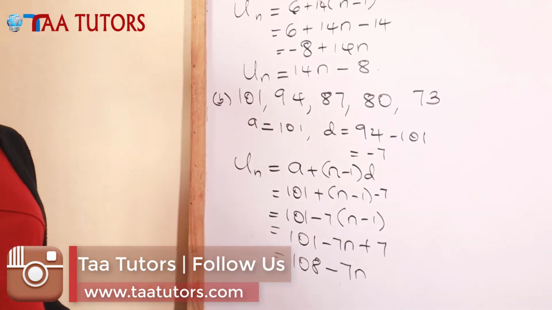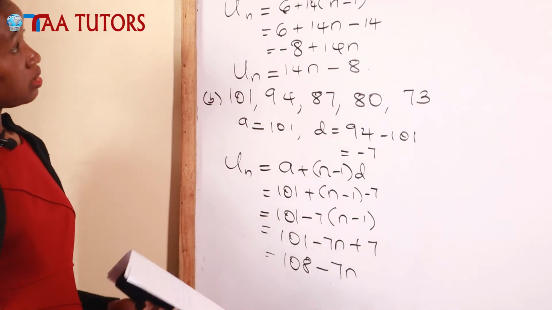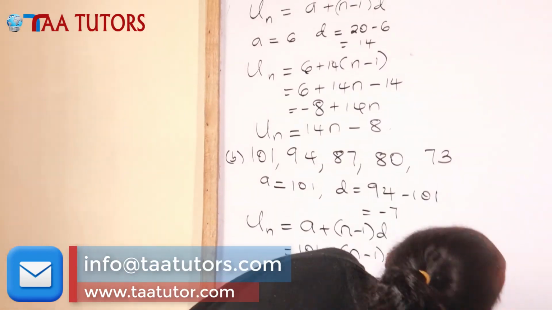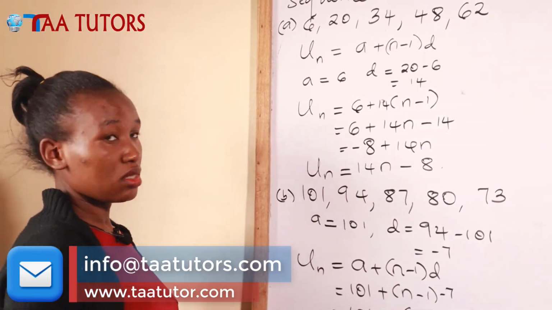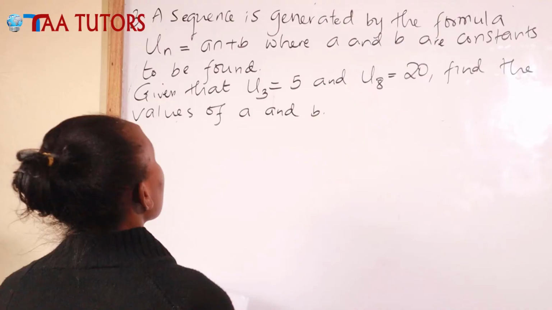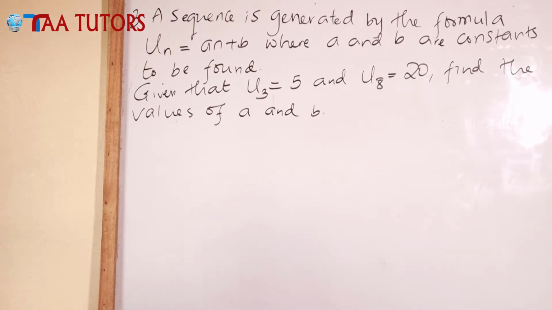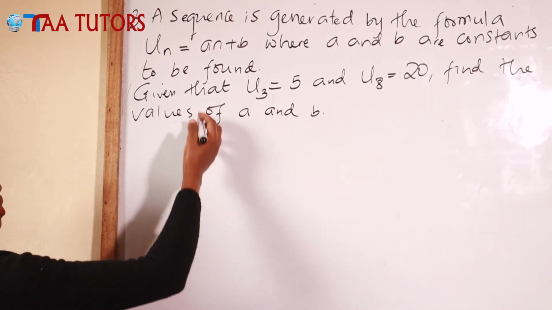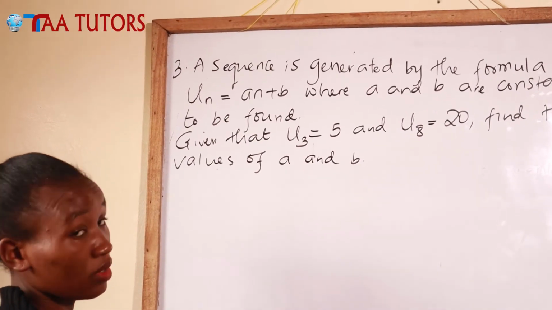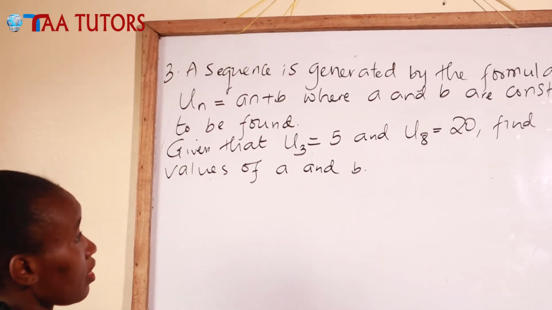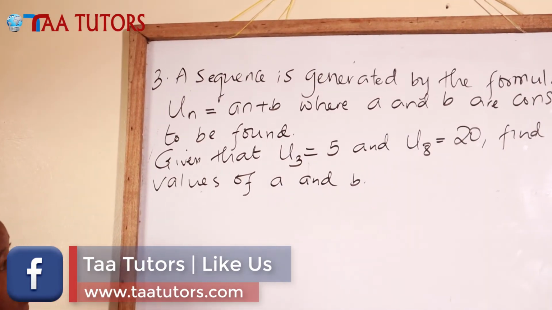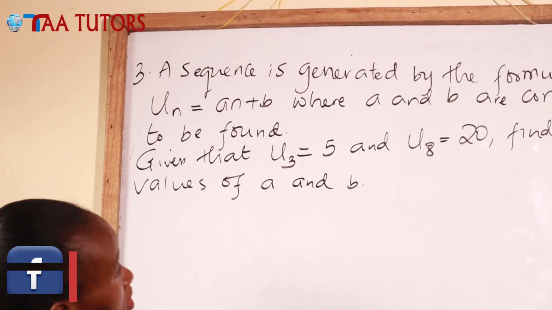Now this is the second example. Now I'm going to look at the last example, that is example 3, so that you're able to know how to solve any question that deals with the arithmetic sequence. So let us look at the third and the final example. Now this one is a little bit direct. A sequence is generated by the formula: the nth term is an plus b, where a and b are constants to be found. So in this case, they want us to find the values of a and b. Now we have been given the third term of the sequence is 5, and the 8th term is 20.